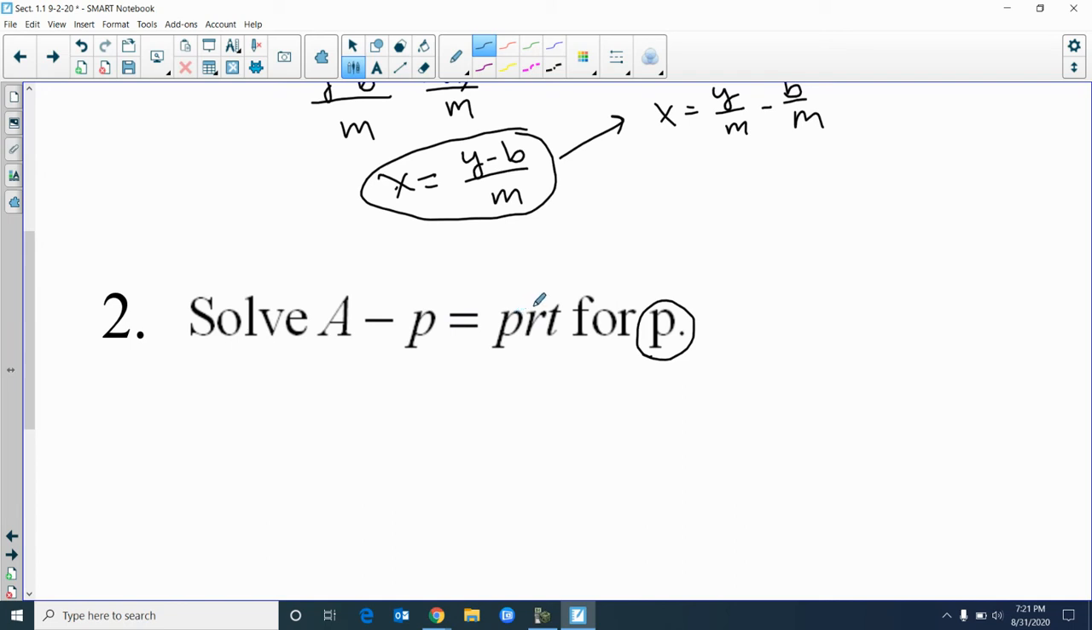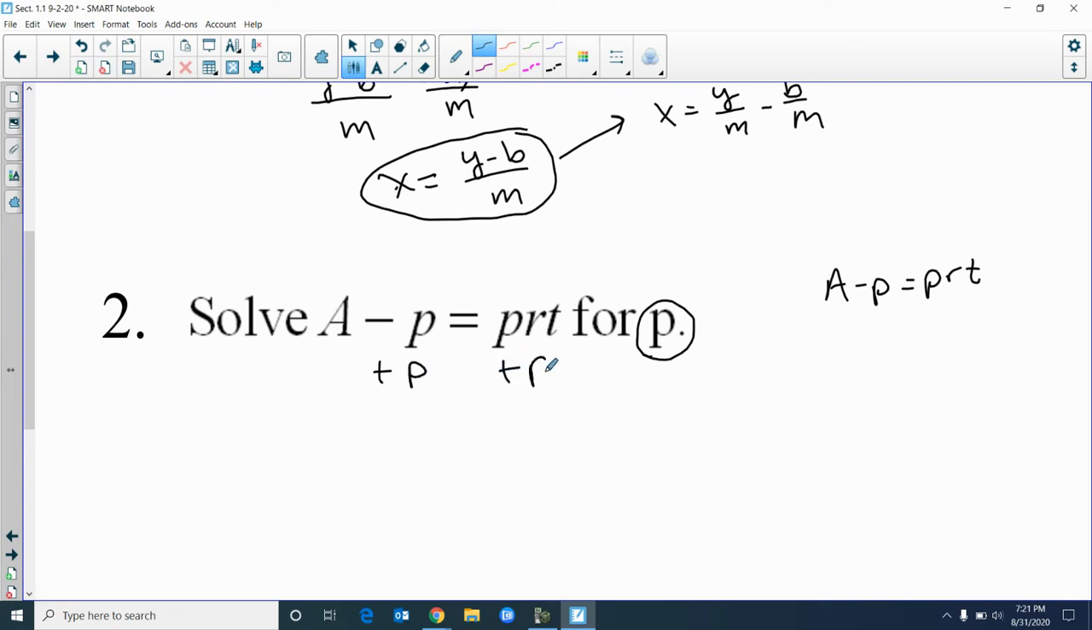One thing you cannot do, not copy this down. Hold on. That is PRT. Some people think if I get this p by itself, I'm done. No, you cannot have two p's running around. You have to simplify everything. So what you want to do is get everything with the variable you're solving on the same side.